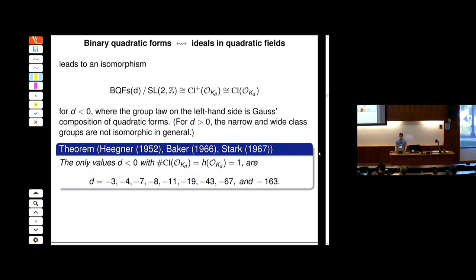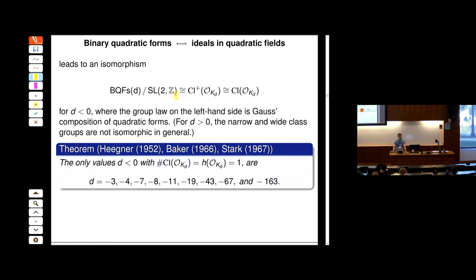Yep. Yes? So the reason that you need to write it as cosine also holds for D positive. Excuse me, could you say that again? If D is positive, yeah, you still have an equivalence, you still have a formula like that. You can still study the narrow class group in terms of binary quadratic forms, but if you want to study the wide class group, then you have to do the equivalence with GL2Z.